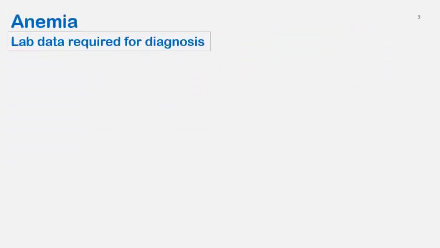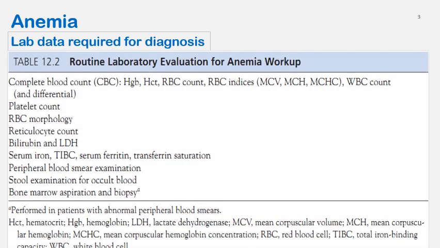For diagnosis of anemia, we need to perform laboratory tests. It is very important to do a complete blood count that measures hemoglobin, hematocrit ratio, and RBC count; RBC indices, including mean corpuscular volume, mean corpuscular hemoglobin, and mean corpuscular hemoglobin concentration; WBC count, differential, platelet count, RBC morphology, and reticulocyte count. Sometimes we need enzymes to differentiate hemolytic anemia, like LDH, lactate dehydrogenase, as well as bilirubin, serum iron, TIBC, and serum ferritin.